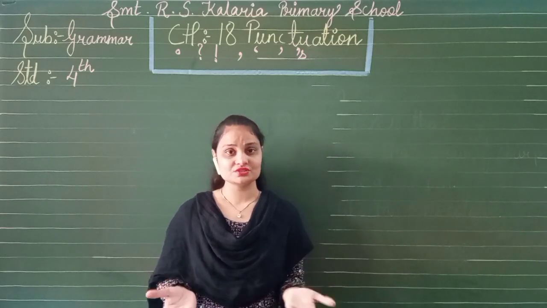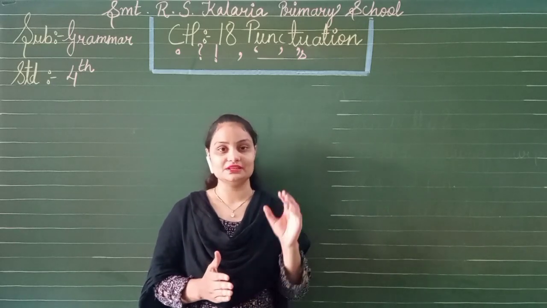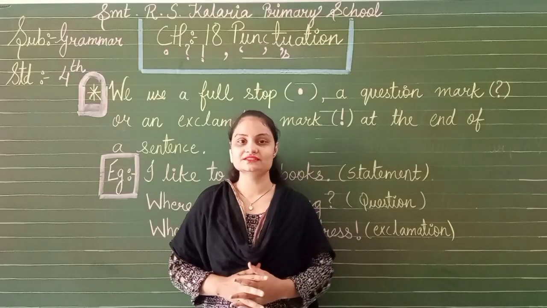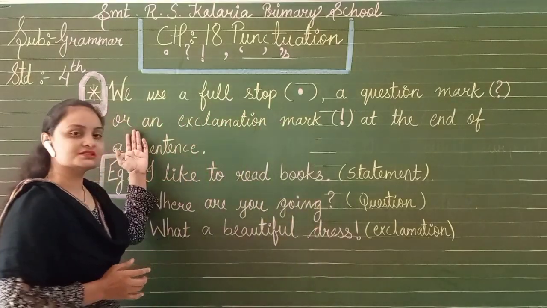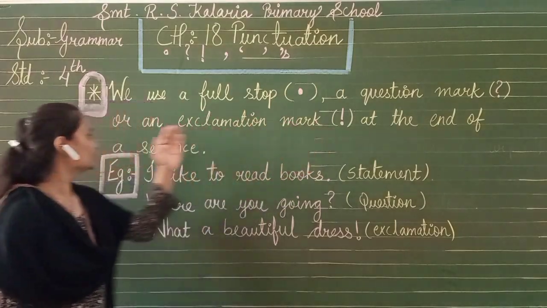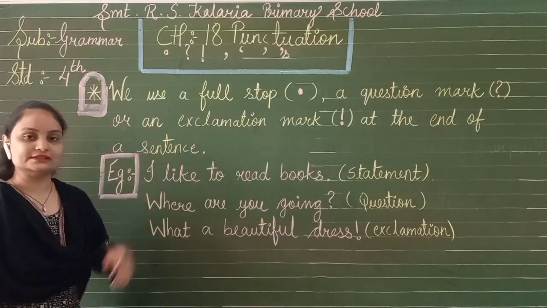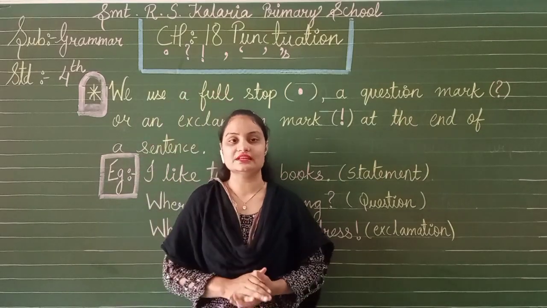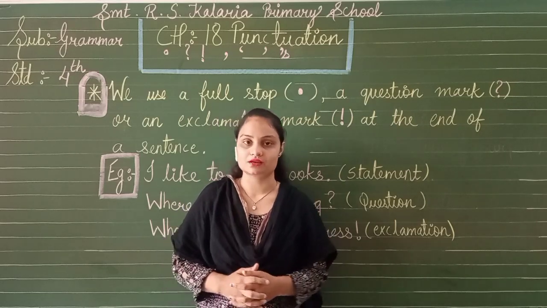Why do we use punctuation marks? To make the sentence meaningful, and the meaning is clear by using these symbols. Now let's learn how to use the symbols in sentences. So here the first point is we use a full stop, a question mark or an exclamation mark at the end of a sentence. Okay? At the end of the sentence we are using three symbols, that is full stop, question mark and exclamation mark.